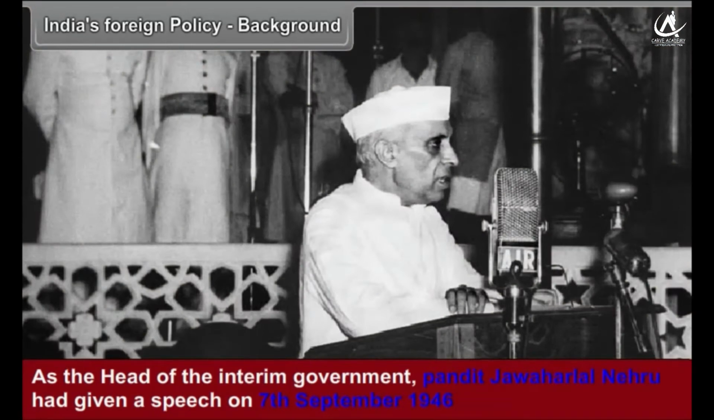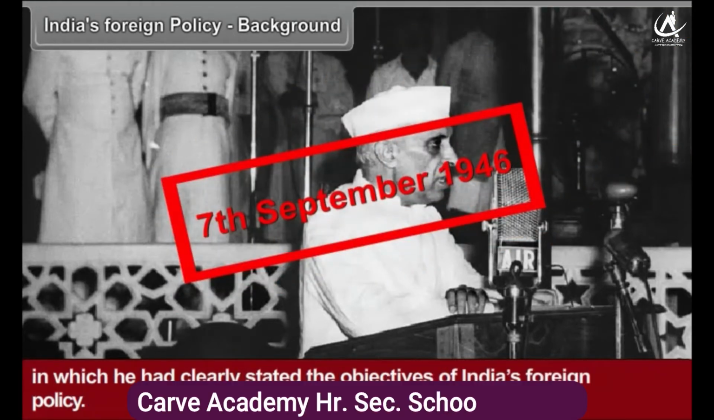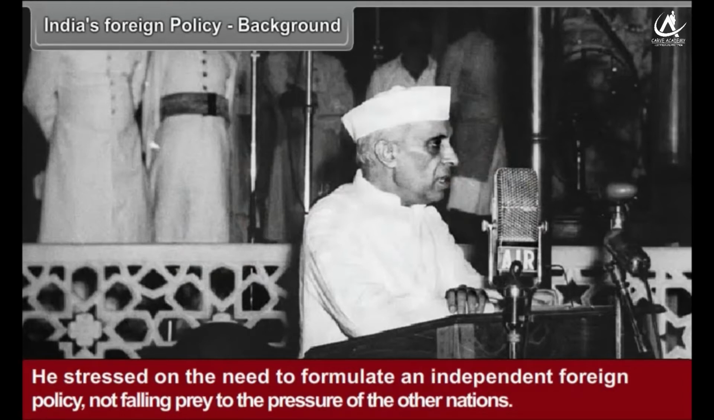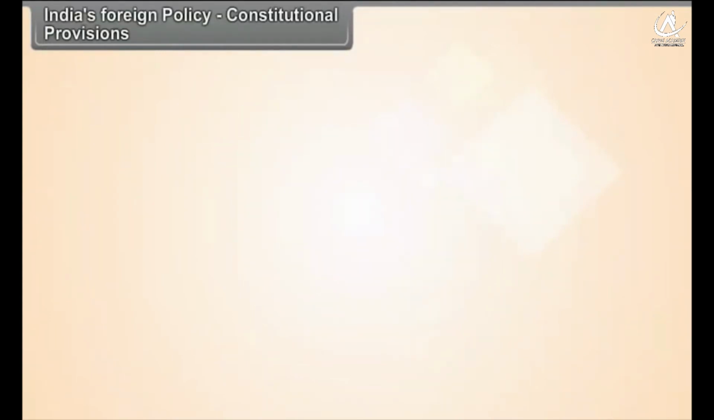As the head of the interim government, Pandit Jawaharlal Nehru had given a speech on 7th September 1946 in which he had clearly stated the objectives of India's foreign policy. He stressed the need to formulate an independent foreign policy, not falling prey to the pressures of other nations. India's foreign policy, constitutional provisions.